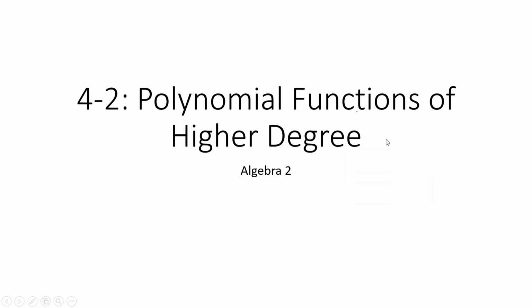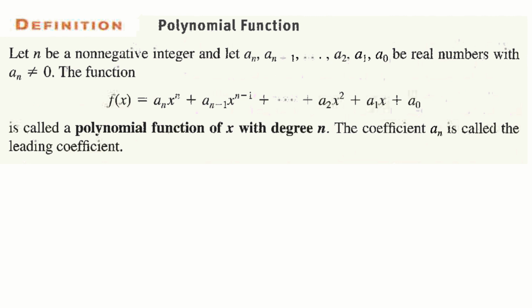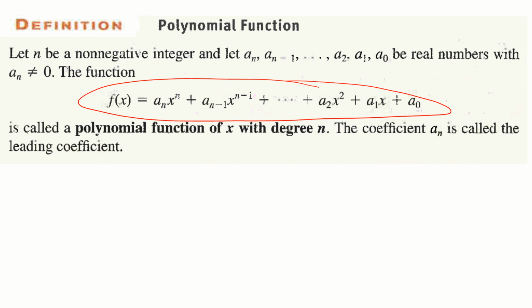All right, let's get started with 4.2, polynomial functions of higher degree. So, polynomial functions are anything of this form. Basically what we're talking about is any sort of x with a power, so x to the fifth, something like that, plus or minus another x, so maybe x to the third, and then minus 2x, coefficients are fine, and constants at the end are fine as well, so something like plus 7.